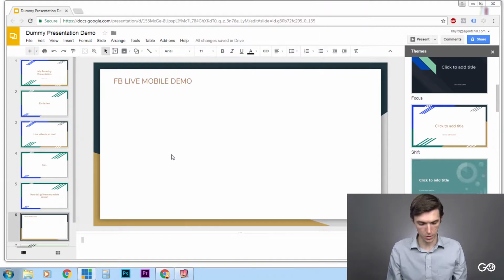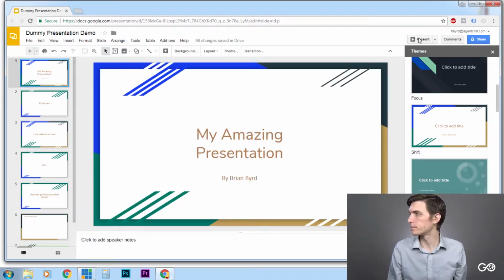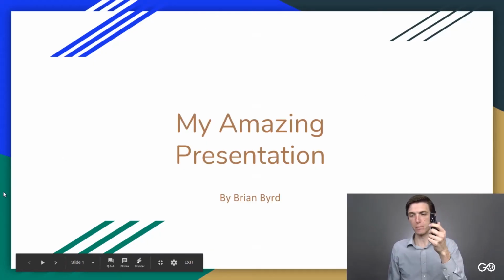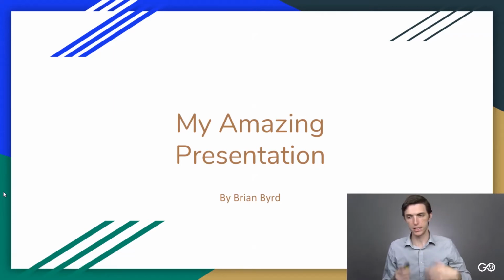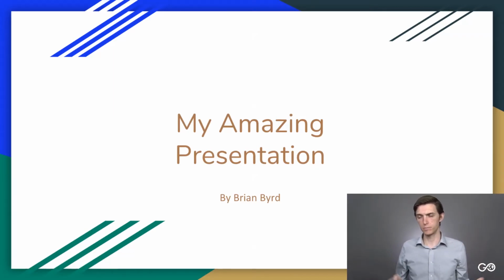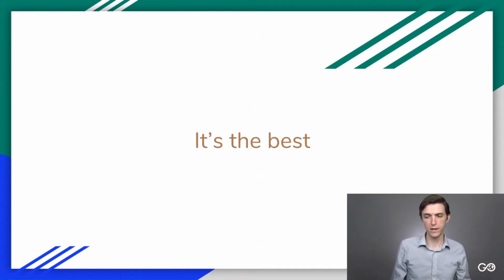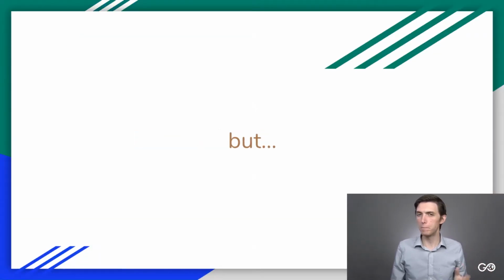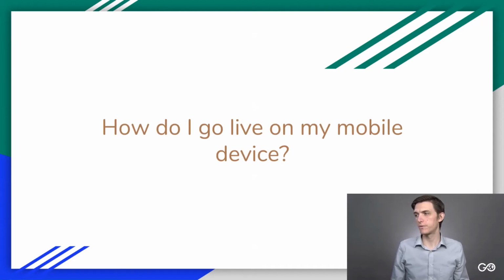So I'm going to turn it off for the moment and go back to my first slide. Now here I am presenting. I have my pointer, I'm giving my presentation. Like, oh, this is my amazing presentation. Why live video? It's the best. It's so cool. Everyone needs live video. But how do I go live from my mobile device? How do I do it?